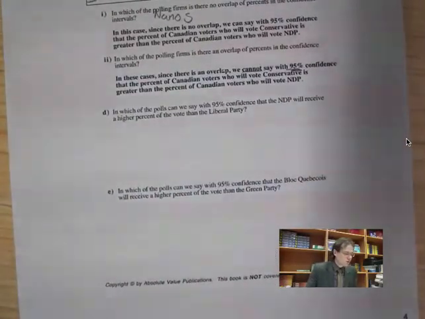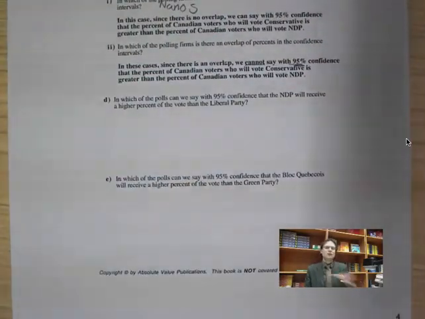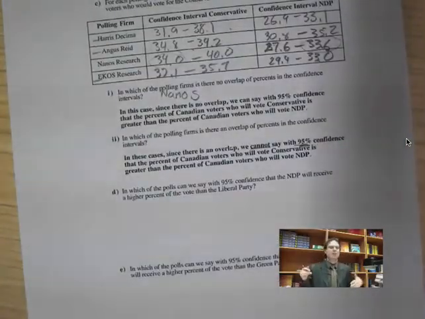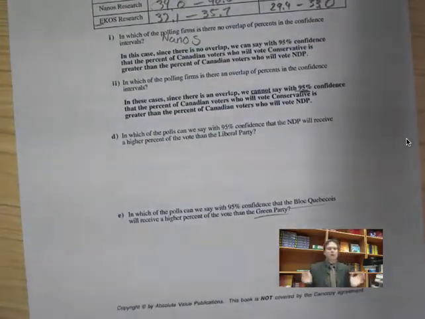The next one says, in which polls do we have 95% confidence that the Bloc Québécois will receive a higher percent of the vote than the Green Party? The only way that happens is if there's no overlap. So if there's an overlap, we could say none of them. If you look quickly and there's an overlap between the confidence intervals like this, that means they will not be able to say that the Bloc Québécois or the Green Party will win. Okay?